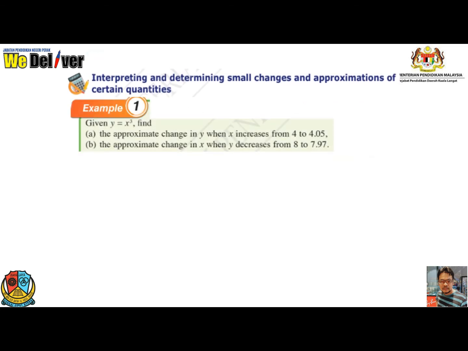Okay, look at this example. We are given a function y equals x cubed, and for part a we are going to find the approximate change in y, that means we are going to find delta y. When x increases from 4, that means x equals 4, to 4.05, that means delta x equals 4.05 minus 4. So delta x equals 0.05.